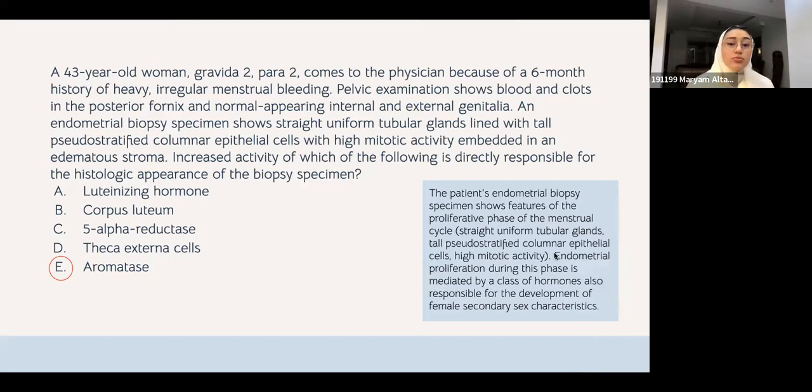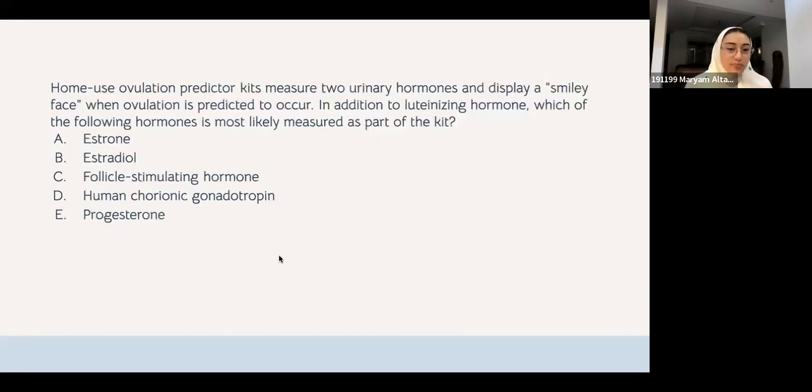And so endometrial proliferation in the follicular phase and in the proliferative subphase is due to high levels of estradiol, which you guys remember is produced by our granulosa cells because they have aromatase, of the different developing follicles, okay? Is that clear for everyone? Do you guys have any questions about this? So it's important for you guys to know the histologic appearance because they can definitely ask you about it. Okay, perfect. So next question.